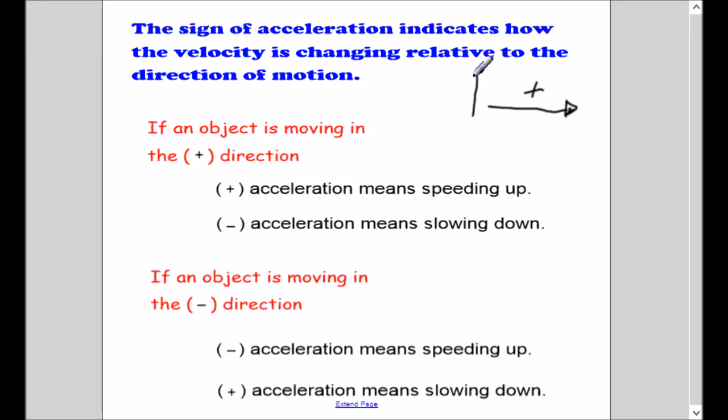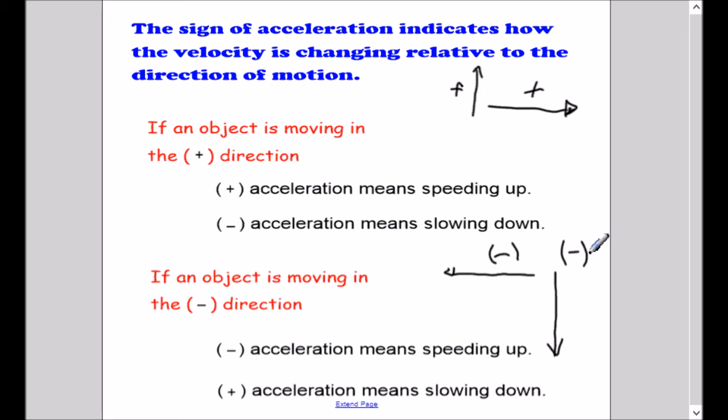or up if it's positive. And again, I'm talking about the sign of its velocity here. If something is going in the negative direction, we might say that it has a negative velocity, or if it's going down, we might say that it has a negative velocity.